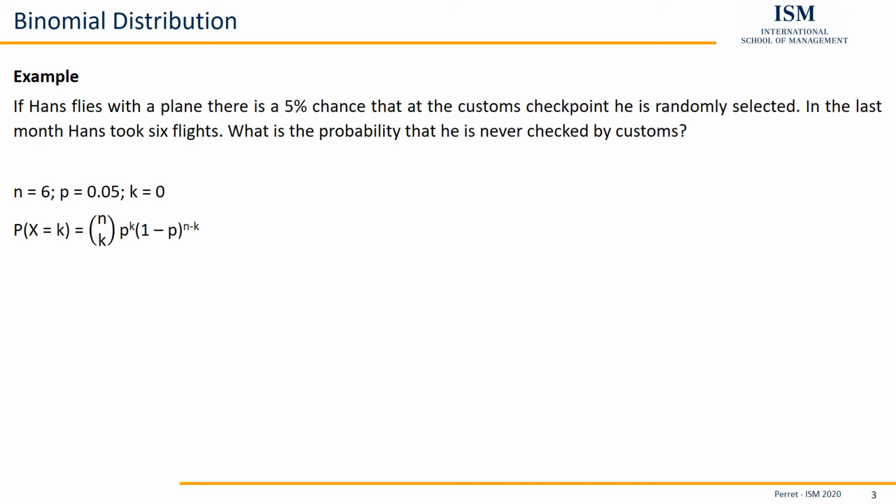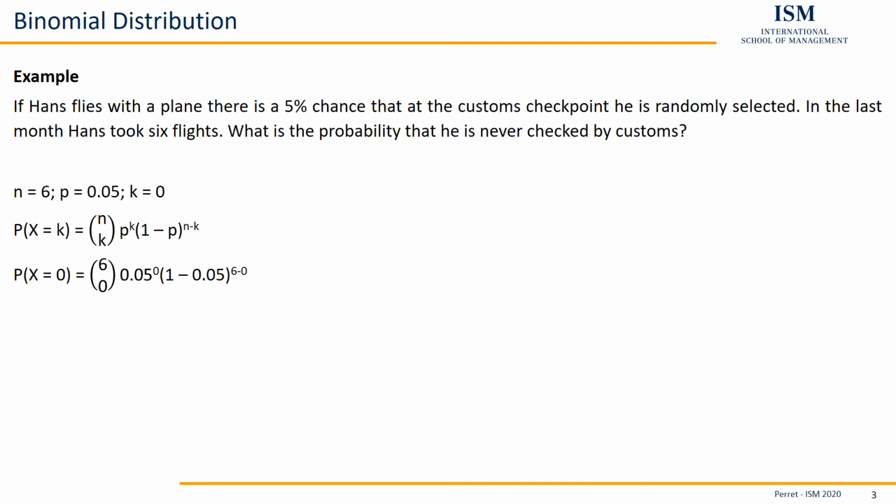Then we recapitulate this formula, and we have to insert all the values we just wrote down: n is 6, p is 0.05, k is 0. Then this looks as here. And this simplifies because 6 over 0, anything over 0, is always 1, times 0.05 to the power of 0, and everything to the power of 0 is always 1.